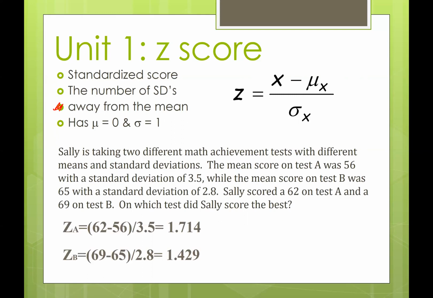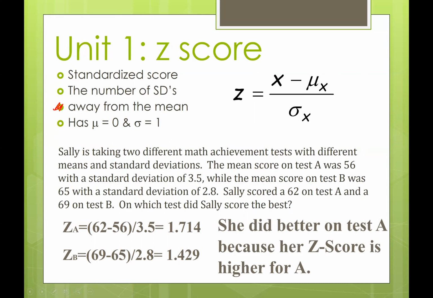So z equals X, your actual score, minus the overall mean, divided by the overall standard deviation. Like so for both numbers. My z-score for A was definitely higher. That means Sally did better on test A because you want a higher test score. So you're going to look for the z-score that's higher. Most of the time you want the higher z-score, but there are some things where a lower z-score is better. So make sure you're paying attention.